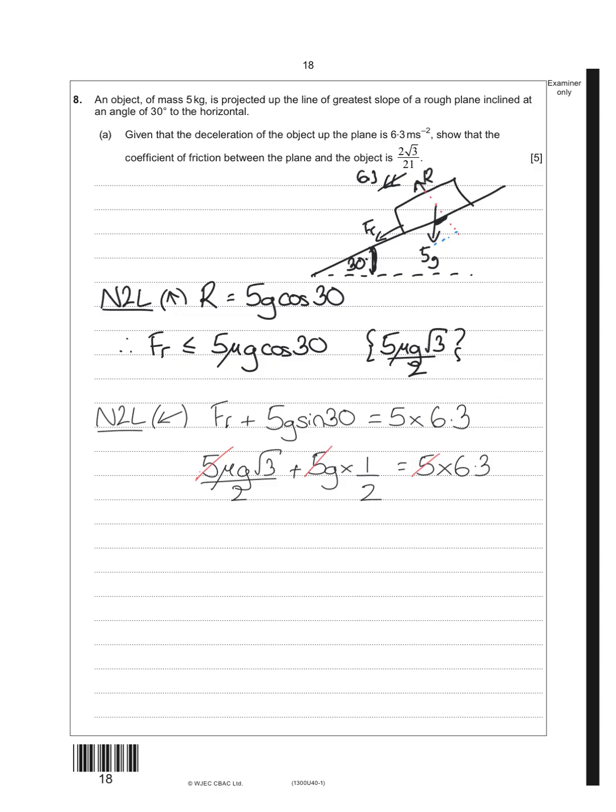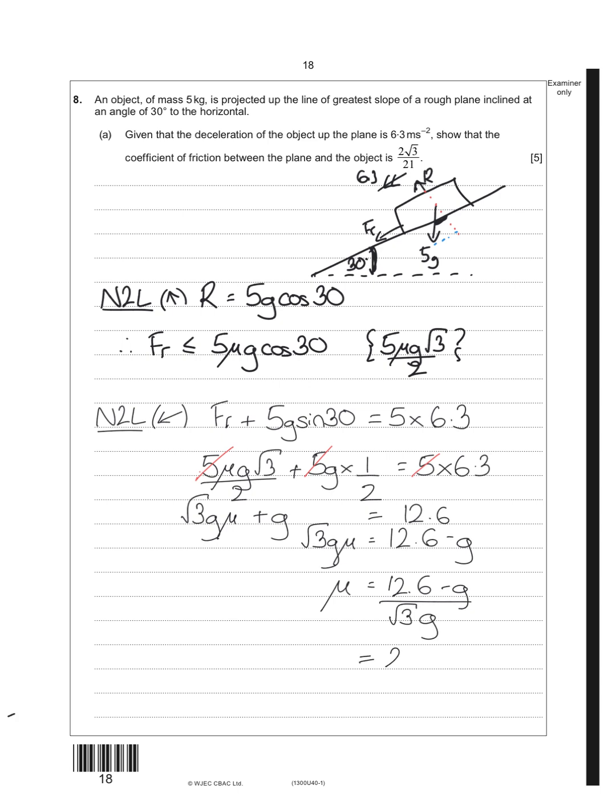I'm also going to multiply through by the 2 that's in the denominator of the left hand side. So I'm going to have root 3g times mu plus g equals 12.6. Root 3g mu equals 12.6 minus g. So mu is going to be 12.6 minus g over root 3g. And as usual with mechanics questions, that's going to come out nicely. 2 root 3 over 12.